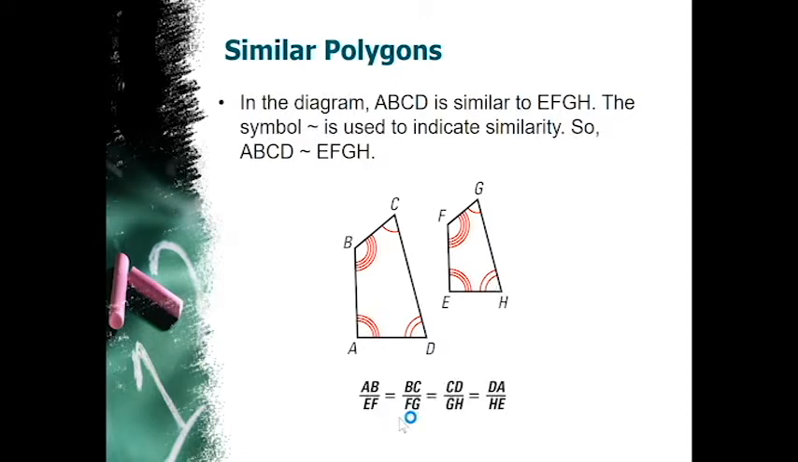Then down here below is what we call a statement of proportionality. We can see that AB over EF, that would be this side over this side, is equivalent to BC over FG, this side over this side, and CD over GH, and then finally DA over HE. Because each of those, when you set up the corresponding sides as a ratio and reduce them, if they are properly similar, they will all reduce down to the exact same ratio, which is what is required for similar polygons.